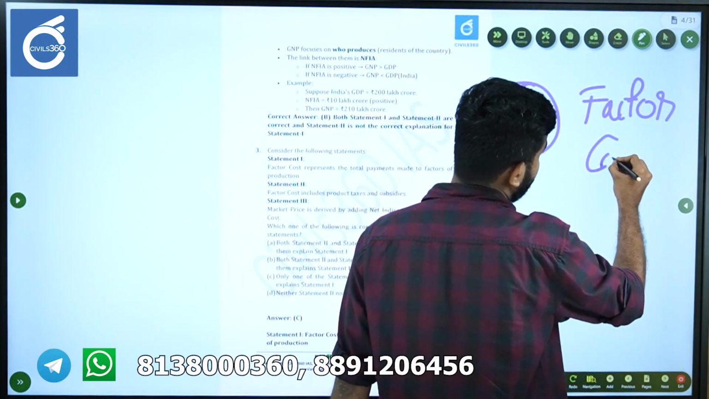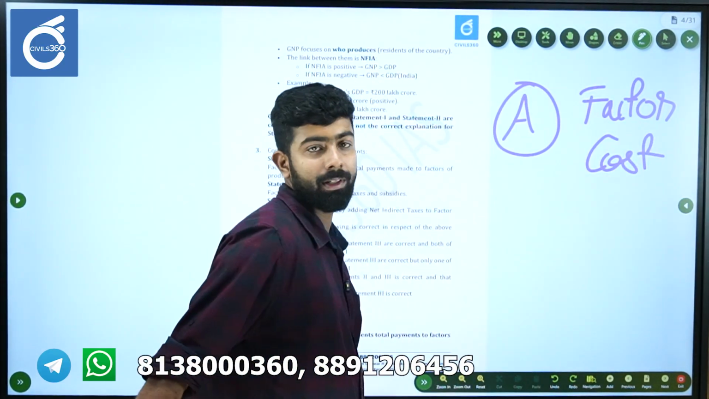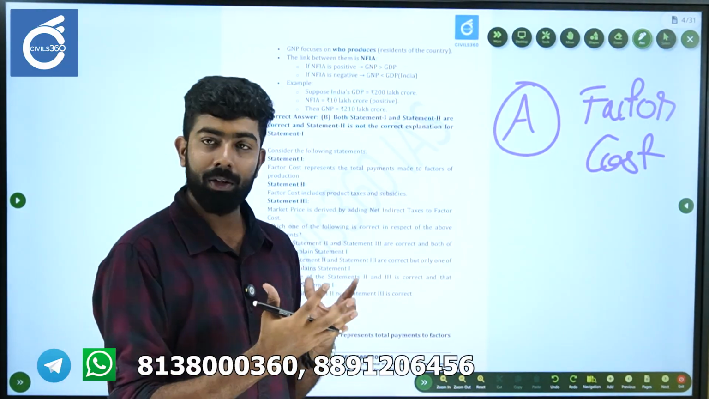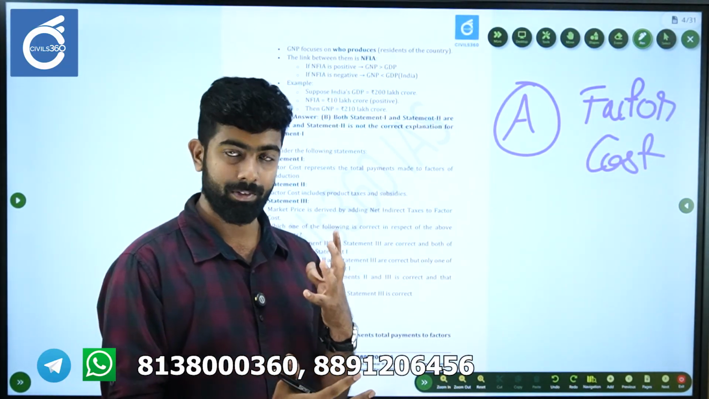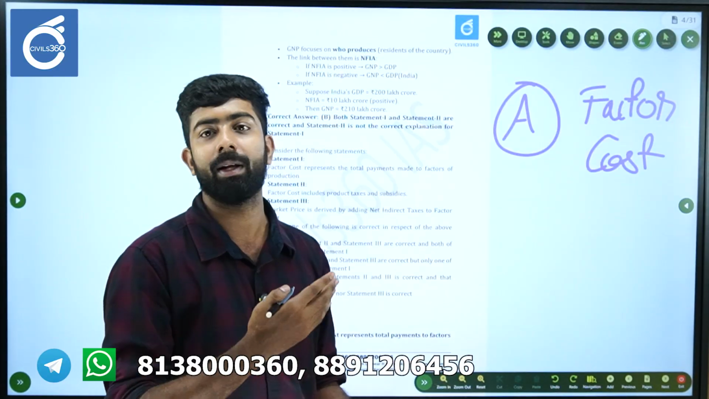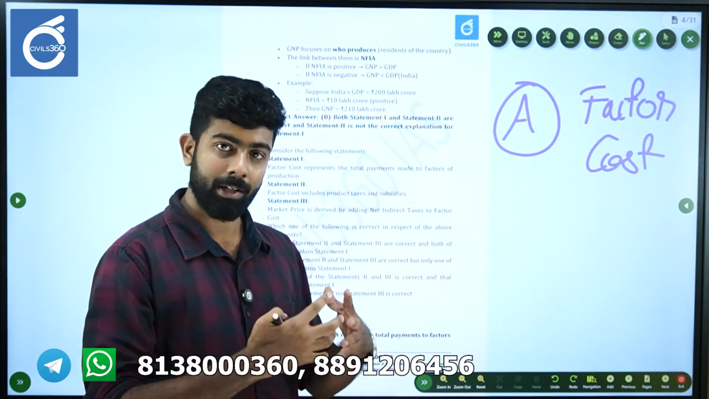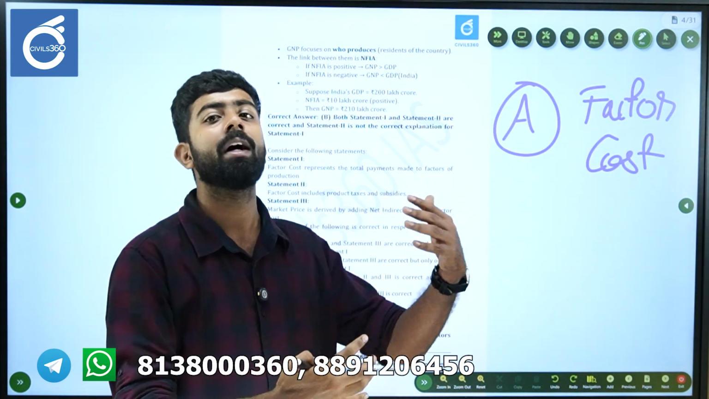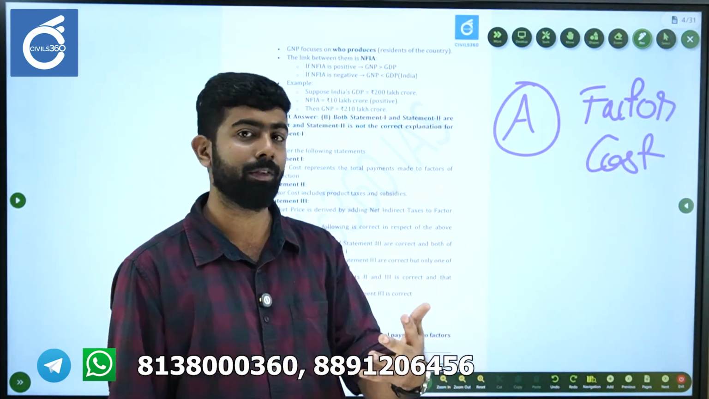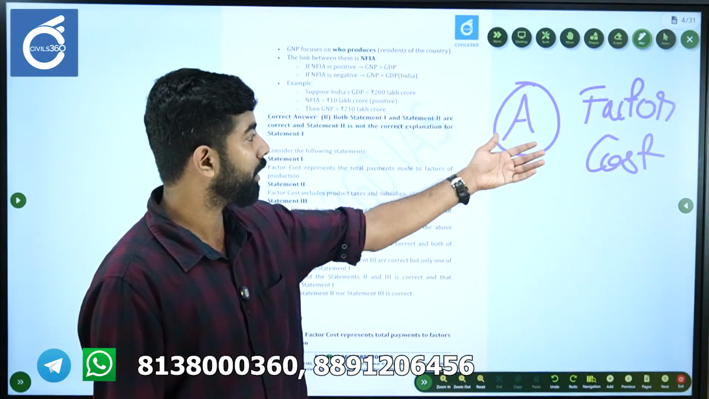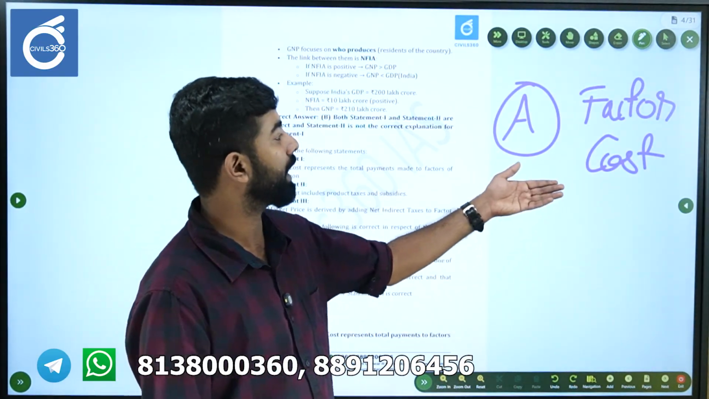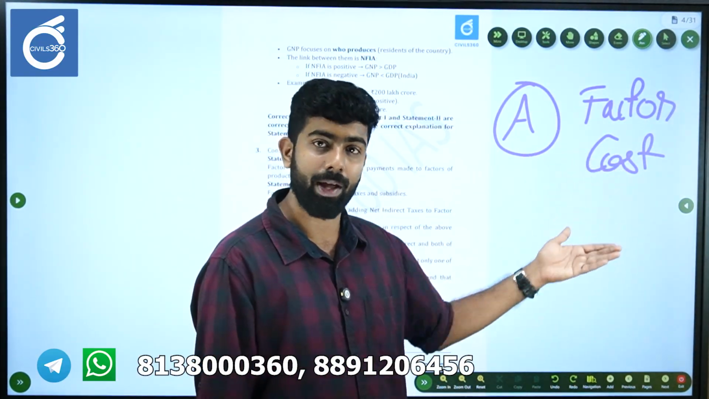Factor cost. Remember the factor cost. That is the cost of production, which he had to give in terms of land, in terms of labor, in terms of capital. These are all the factors of production, and to produce something he has to pay the value cost of these factors. So he has to expend a certain amount, which is the factor cost.